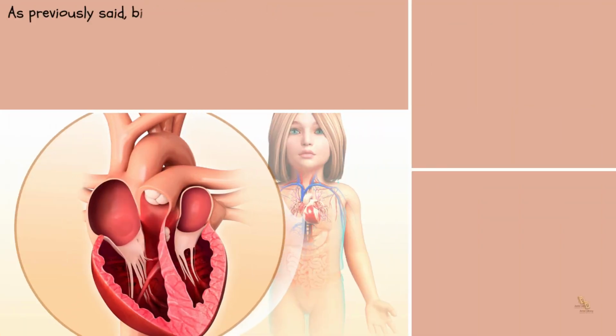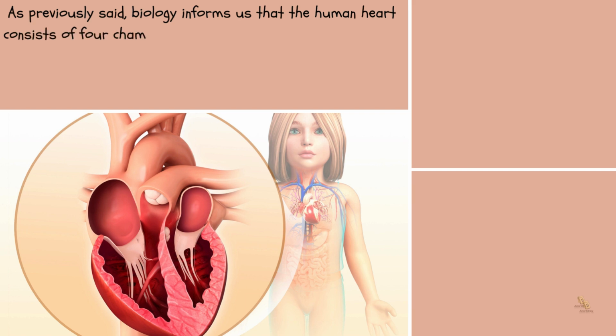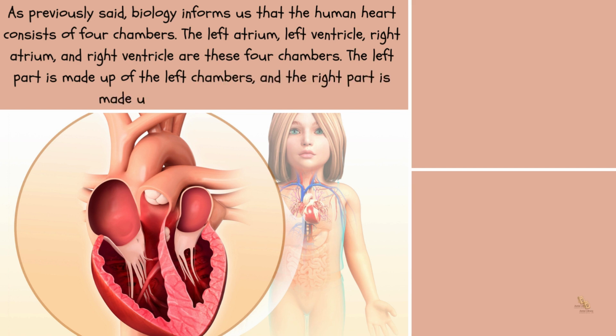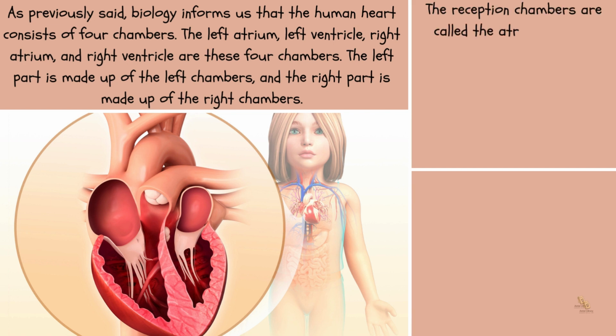As previously said, biology informs us that the human heart consists of 4 chambers. The left atrium, left ventricle, right atrium, and right ventricle are these 4 chambers. The left part is made up of the left chambers, and the right part is made up of the right chambers. The reception chambers are called the atria, plural of atrium.